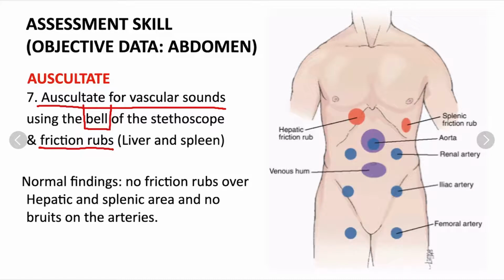Okay, so first, you could do it in a pattern that is upper to lower. You do it number 1. Start with your liver or your hepatic friction rub, and then followed by your splenic friction rub. This is side to side. Okay, and then you could go in the midline, which is your aorta. Okay, you could also check both of your renal arteries, and then check for any venous hum.